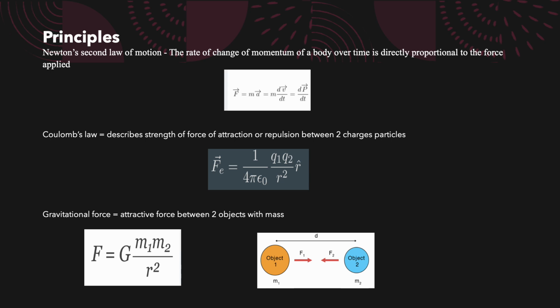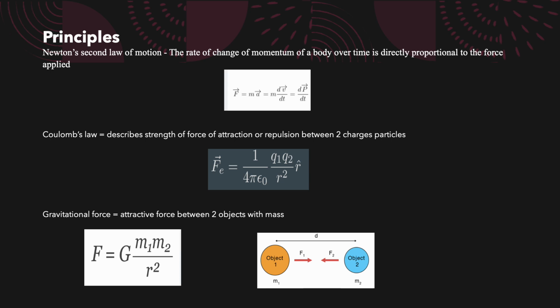Coulomb's law, which describes the strength of force of attraction or repulsion between two charged particles. So Fe is equal to k times q1 times q2 divided by r squared times r hat, where q1 and q2 are the two charges, and r is the distance between the charges. And gravitational force, which is the attractive force between two objects with mass.